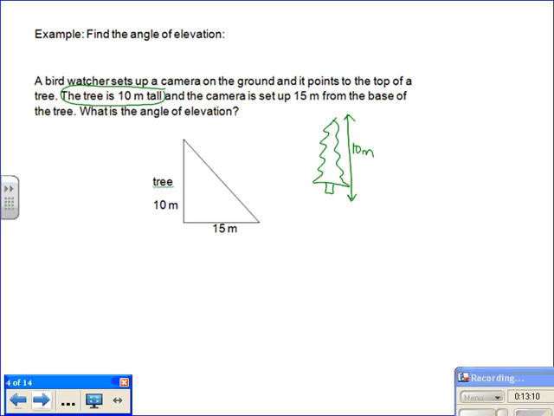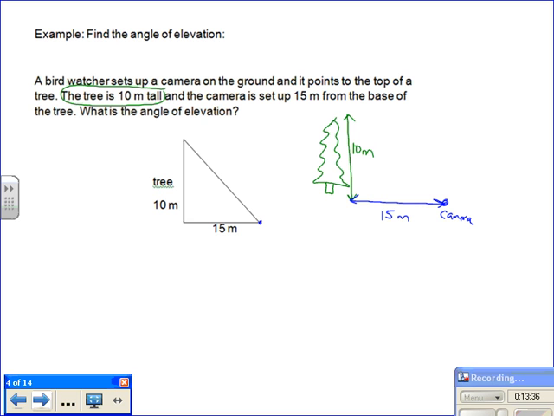The other thing I know is that I have a camera, and it's set up 15 meters from the base of the tree. So the camera is on the ground, and it's 15 meters away from the bottom of the tree. I could have drawn the 50 meters in the other direction. It doesn't make a difference. You're still going to get a right triangle. So here's my camera right here.